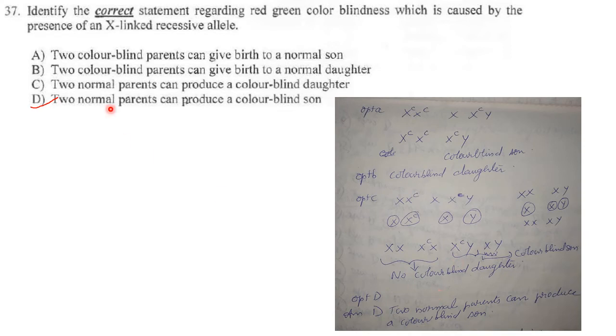So in that case, two normal parents means one will be heterozygous and the other will be normal. That is, the male will be normal and the female will be heterozygous. In that case, the chances of getting a colorblind son are there. See over here, you can see that a colorblind son is produced. So the answer is option D. That is the correct statement regarding red-green color blindness.